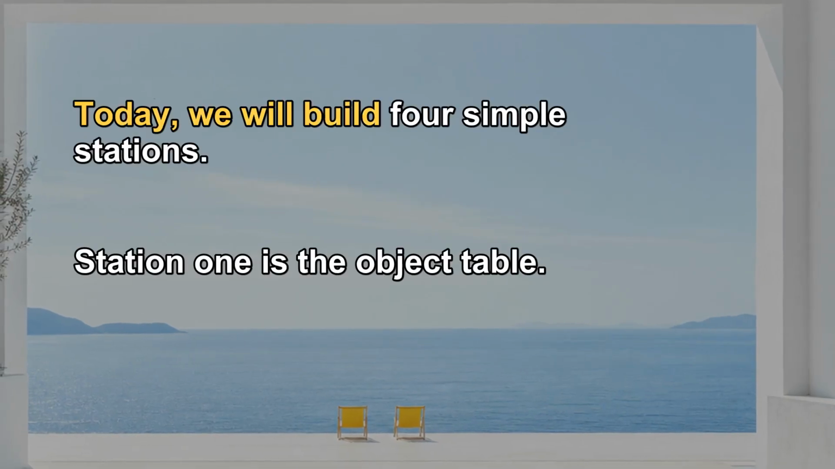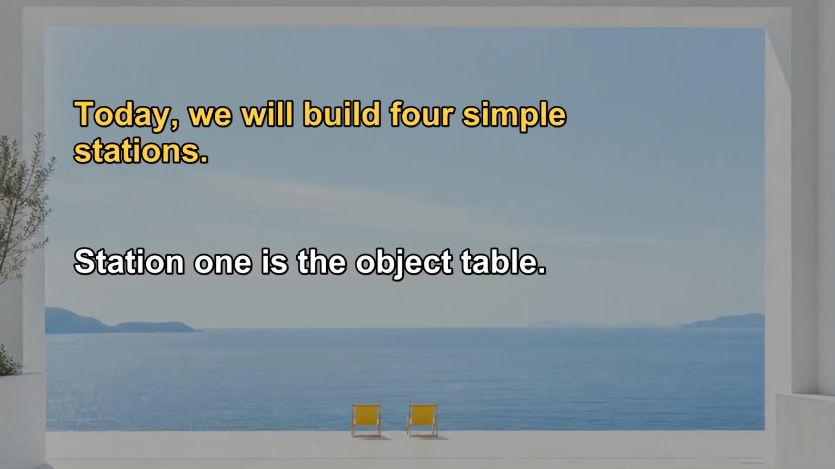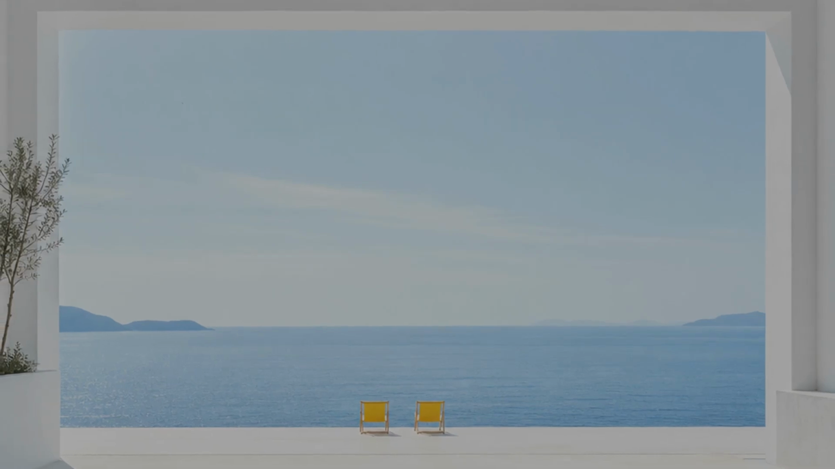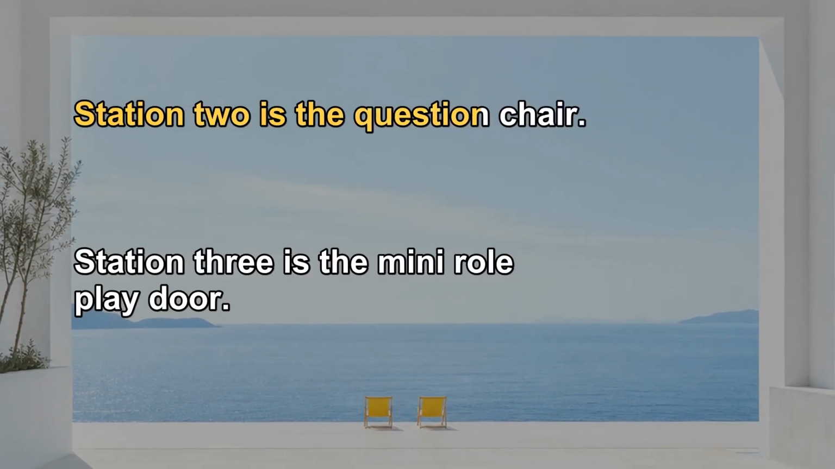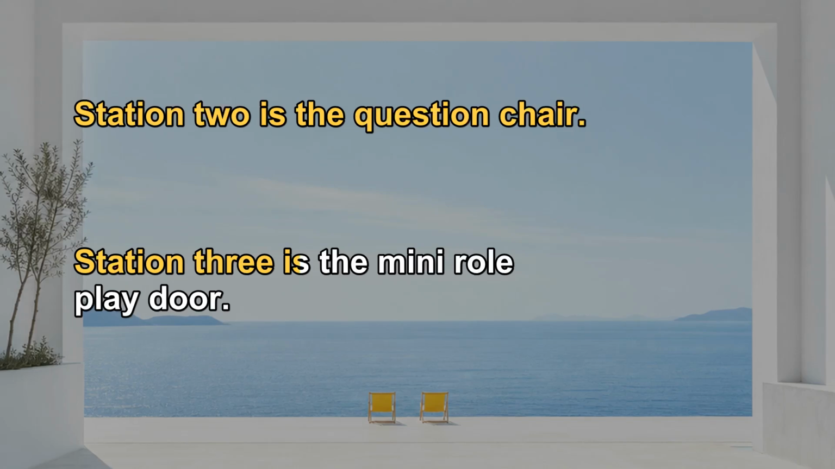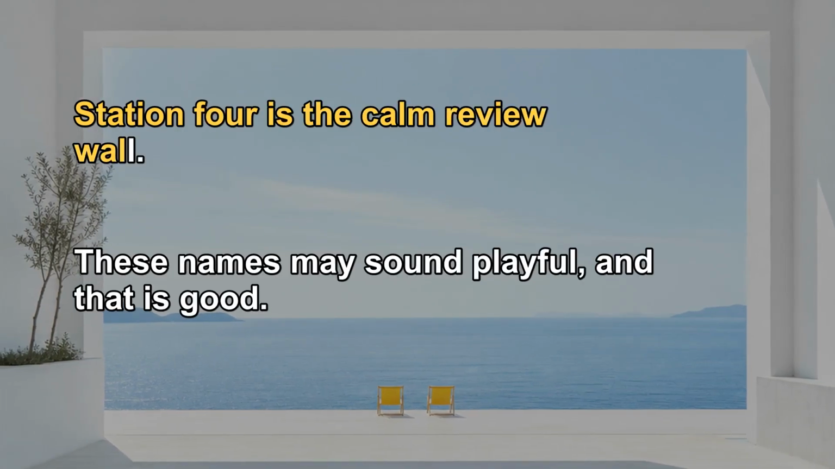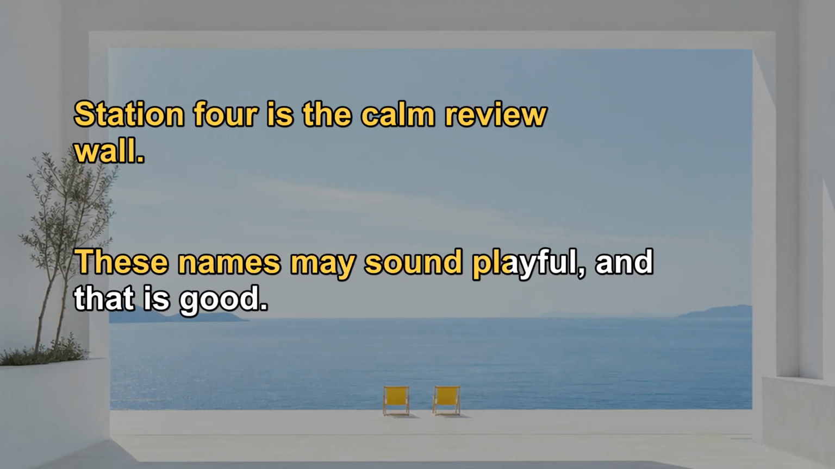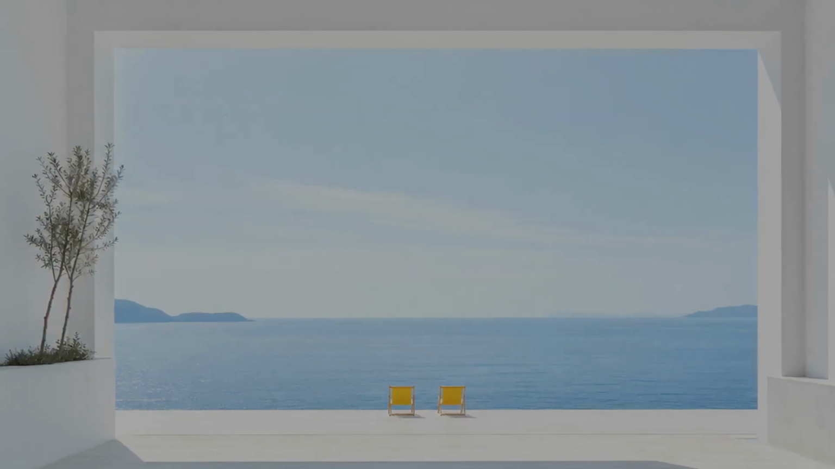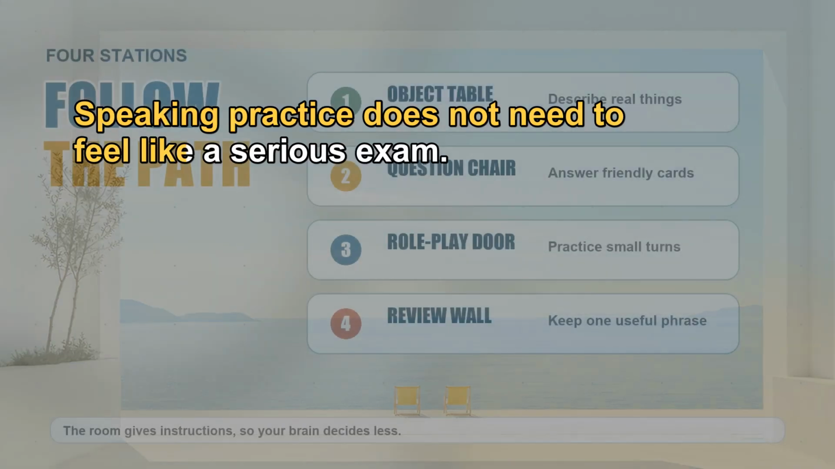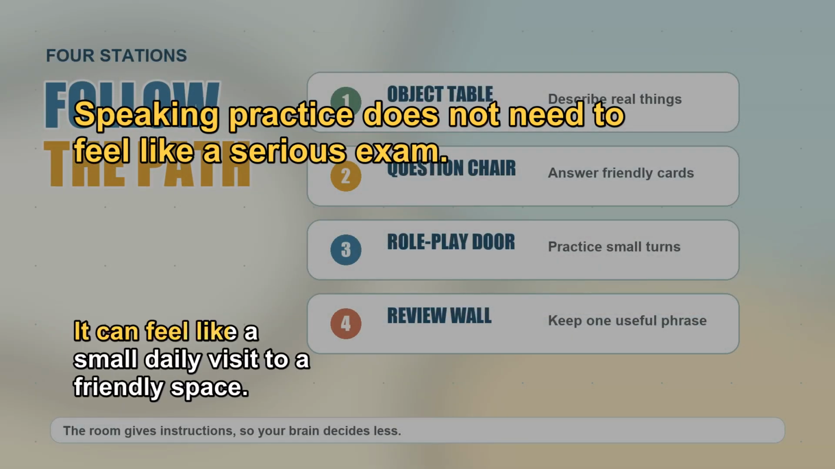Today, we will build 4 simple stations. Station 1 is the object table. Station 2 is the question chair. Station 3 is the mini role-play door. Station 4 is the calm review wall. These names may sound playful, and that is good. Speaking practice does not need to feel like a serious exam. It can feel like a small daily visit to a friendly space.